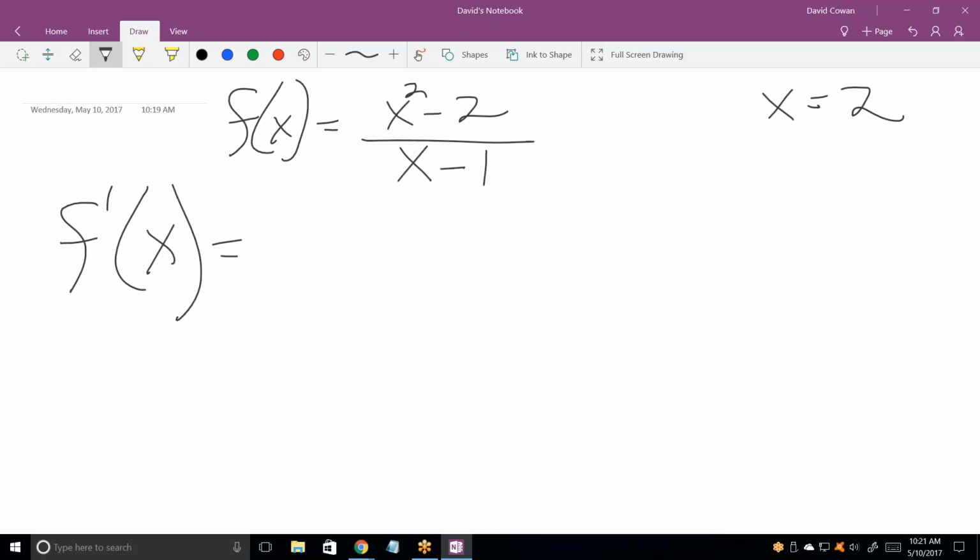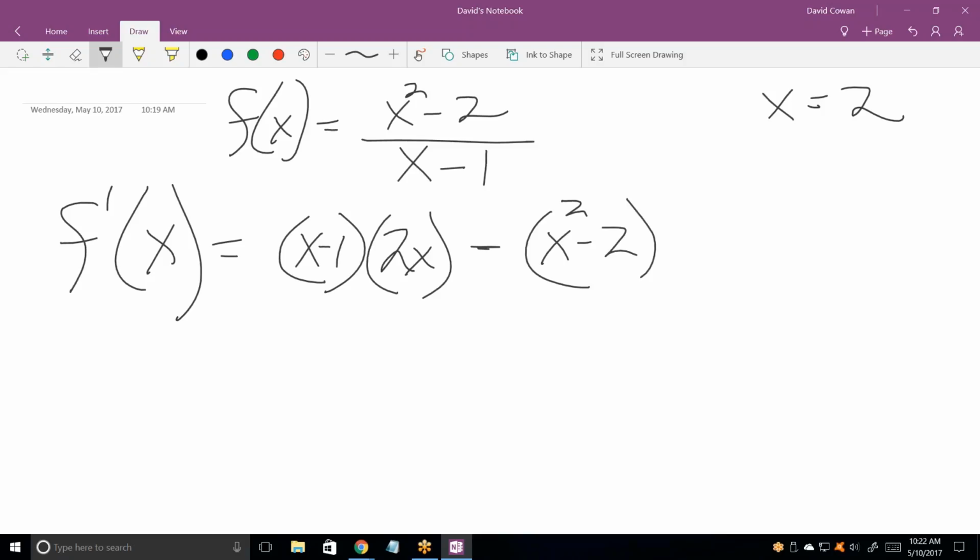Okay, so I got x minus 1 times 2x minus x squared minus 2. Then that's multiplied by 1. Notice the importance of parentheses. You must use parentheses around virtually every term. I didn't have to put them around the 2x, but I did just for clarification. And then that's all over x minus 1 squared.